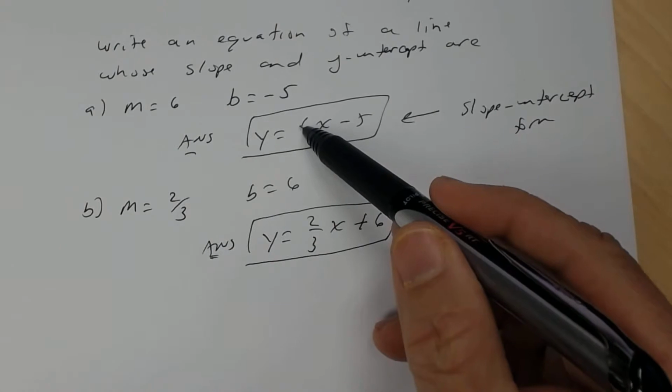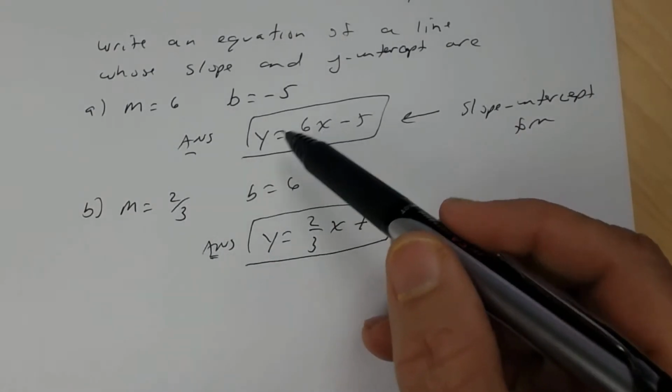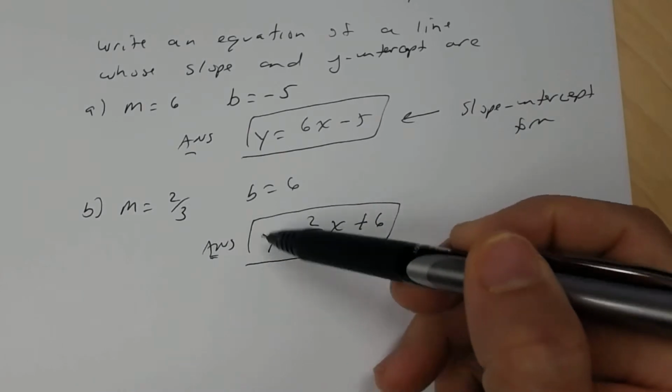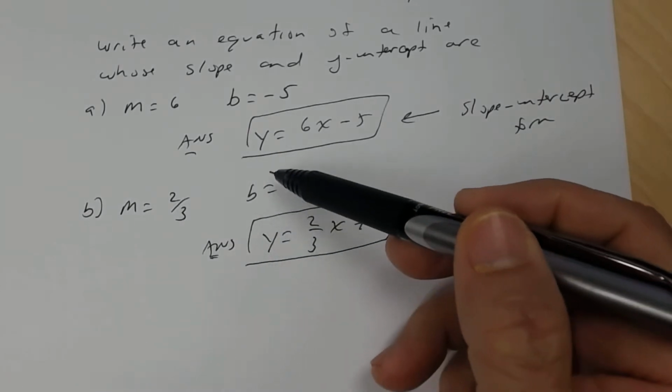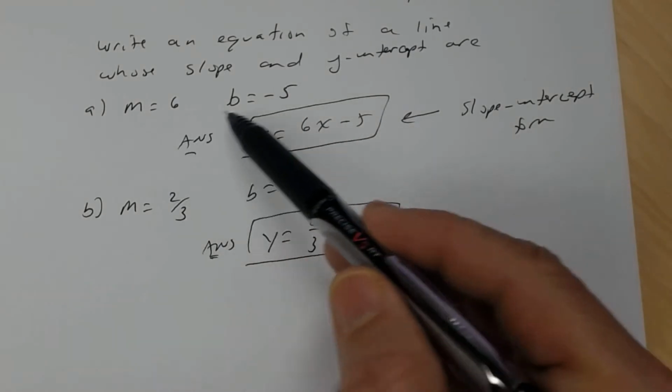So the slope is 6. Now remember, don't say the slope is 6x. The slope is the coefficient of x. And that's assuming that y is by itself. We talked about that in the previous lesson. So the slope is 6 and the y-intercept is -5. Easy to check.